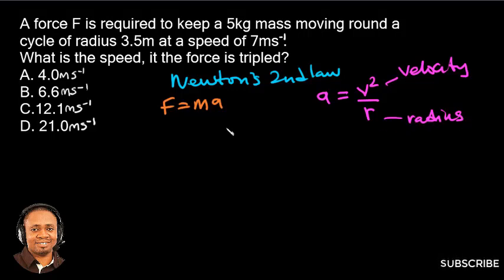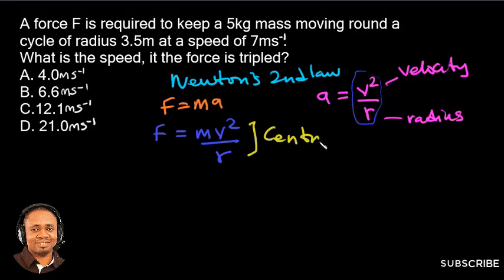So we're going to substitute this equation for a in the formula F equals ma. So now we have F equals mv squared over r, and this equation is the equation for the centripetal force.